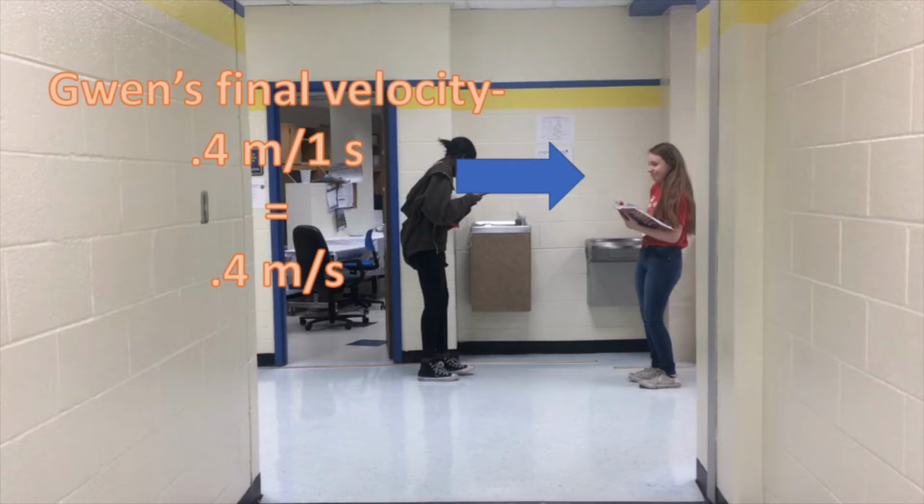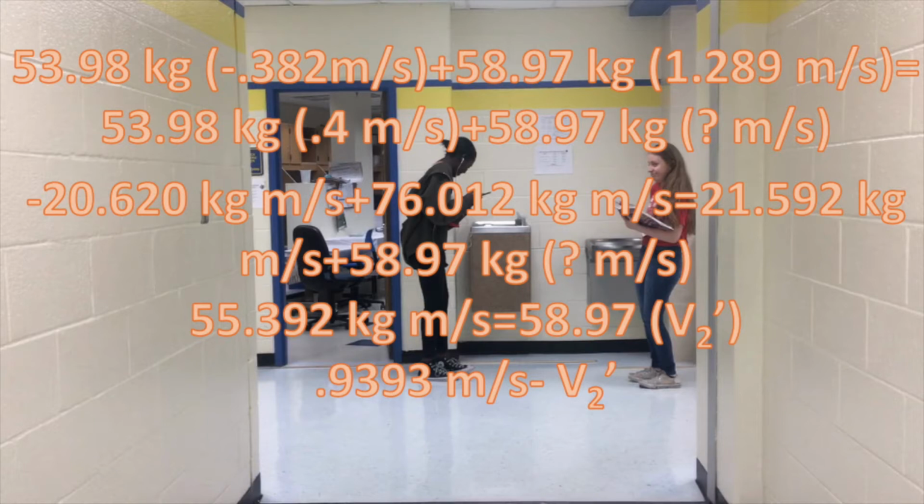Once we plugged the numbers into the elastic collision equation, we found out Debbie's final velocity was 0.9393 meters per second. But remember, since she's going in the opposite direction that she initially went, it's actually negative 0.9393. This helped Debbie figure out how she can change her own velocity compared to Gwen's.